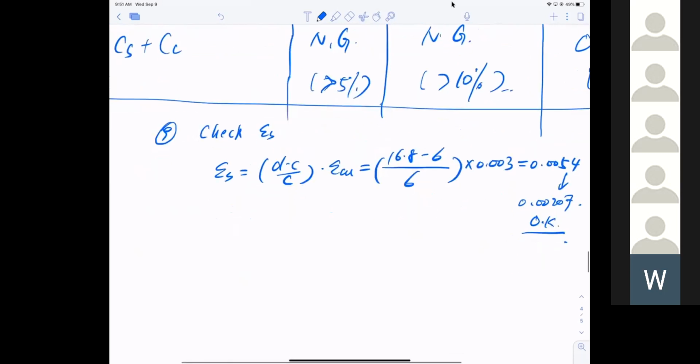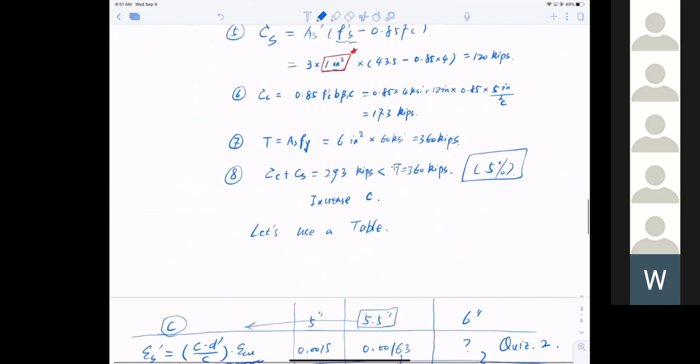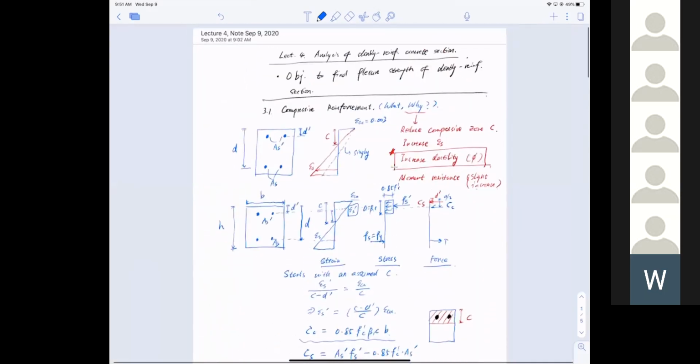All right, so the rest is finding the moment capacity. We're going to finish that at the beginning of Thursday's lecture, okay? But that's all we have to do for the doubly reinforced section.